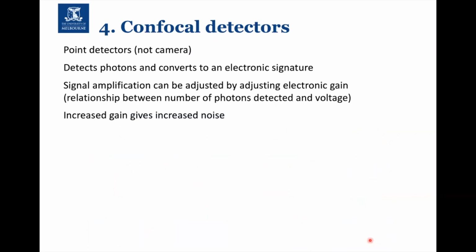As I mentioned, the detectors are point detectors, so not camera-based. Like a camera, they are detecting photons and converting that to an electronic signal. Then we apply an amplification to that signal, because obviously a single photon doesn't produce a lot of electrical signal, so we amplify it using something called electronic gain. One of the downsides is that if we increase the gain too much, it's going to increase the noise of the detector as well. But fortunately, technology has come to a point where the detectors now are really pretty sensitive.